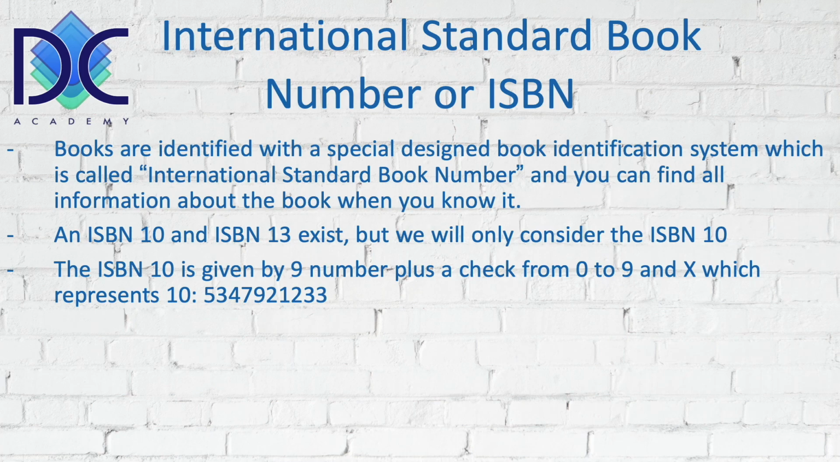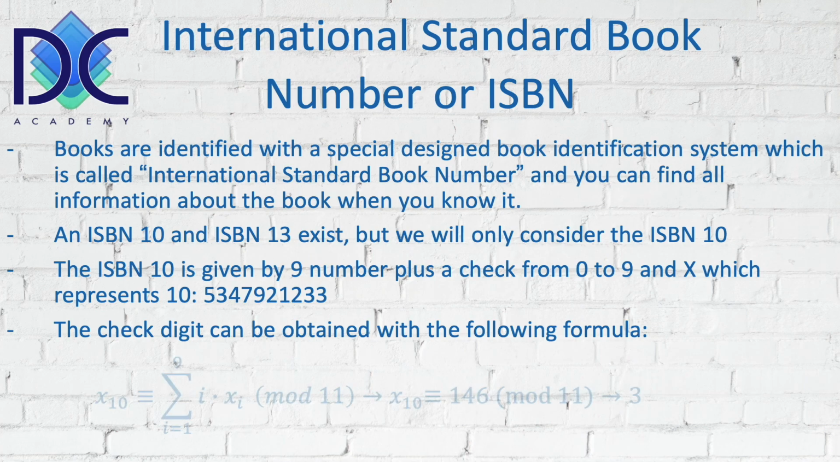When we look at the ISBN 10, we look at the check digit, which we can calculate with a formula. X10 is the sum of index i times x index i modulus 11. So we take all the different positions and we multiply them with the coefficient. When we do this for this number, we find that x10 is congruent with 146 modulus 11, which means that it's equal to 3. So basically we add the last number, the 3, as being the check digit. So we can find the ISBN number.